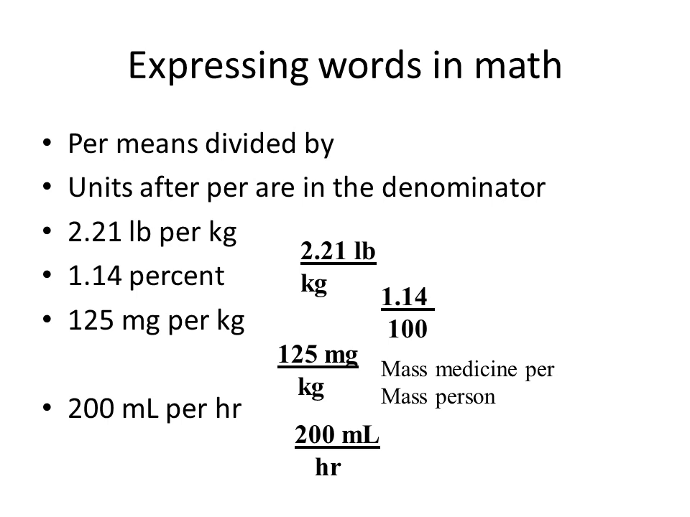So, for example, we have here 2.21 pounds per kilogram. Because kilogram comes after the per, it goes in the denominator. And if there are two pers after a unit, for instance, if it says 150 milligrams per kilogram per hour, everything after that first per goes in the denominator. We'll see that later when we're doing drug conversion problems.